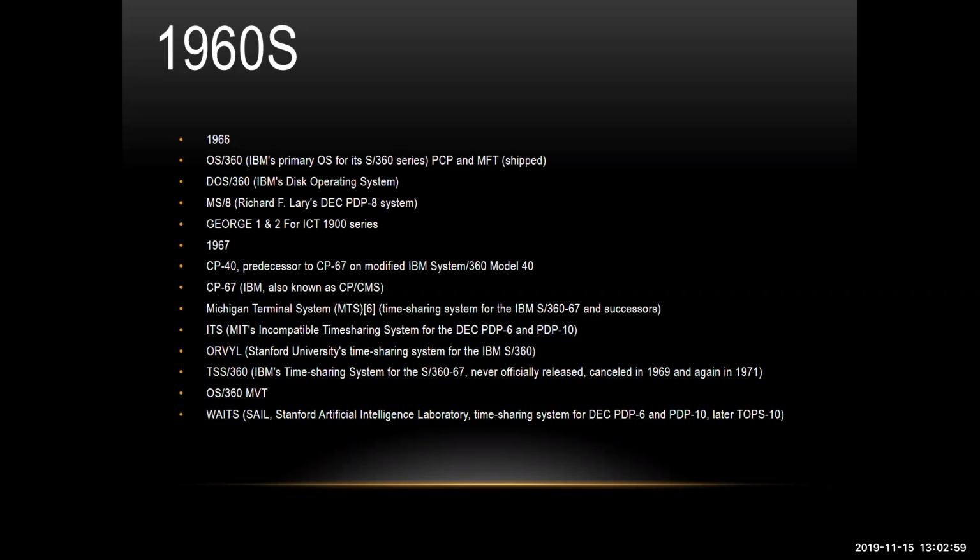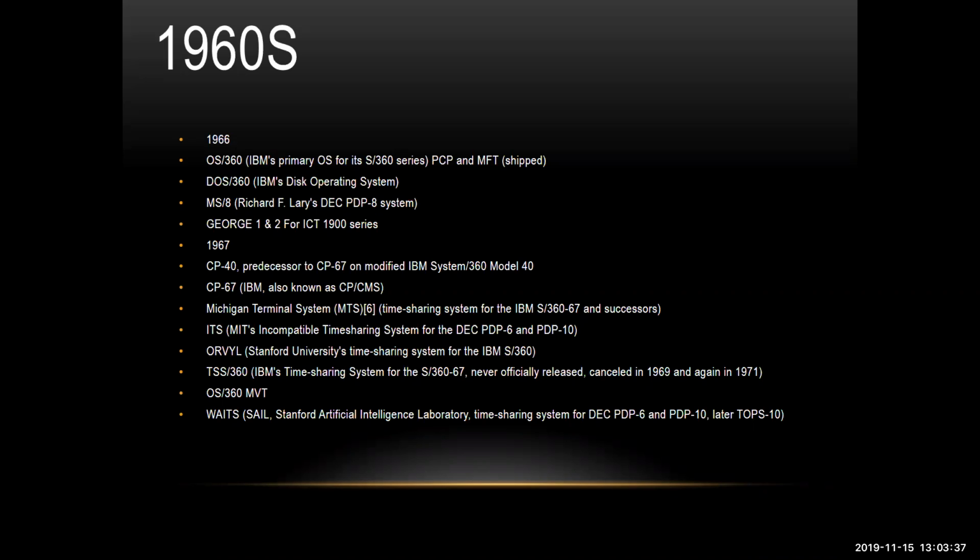And then during 1967, we had CP-40. It was a research precursor to CP-67, which in turn was part of IBM's then revolutionary CP-67/CMS. It is a virtual machine, or rather virtual memory time-sharing operating system for the IBM System/360. And then CP-67, it was the control program portion of the CP/CMS. Also a virtual machine operating system developed for the IBM System/360.